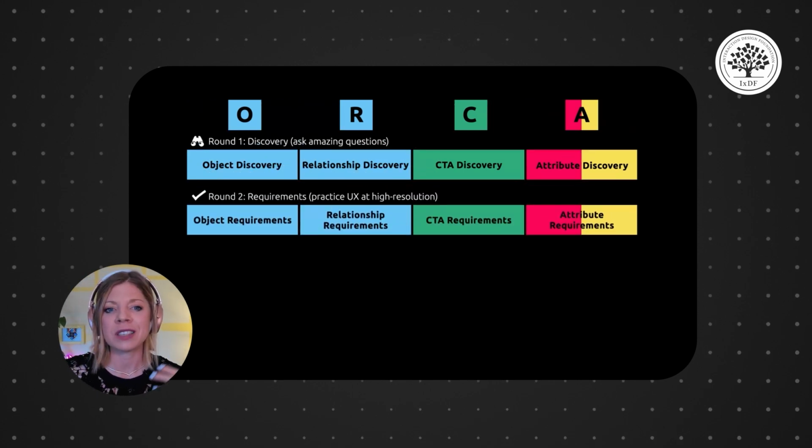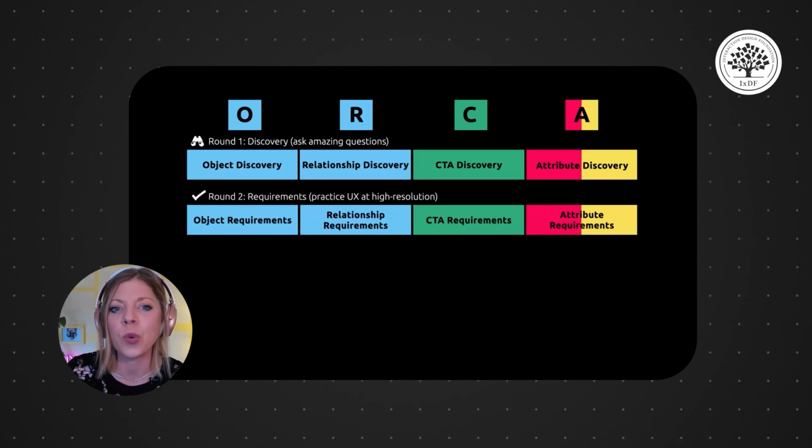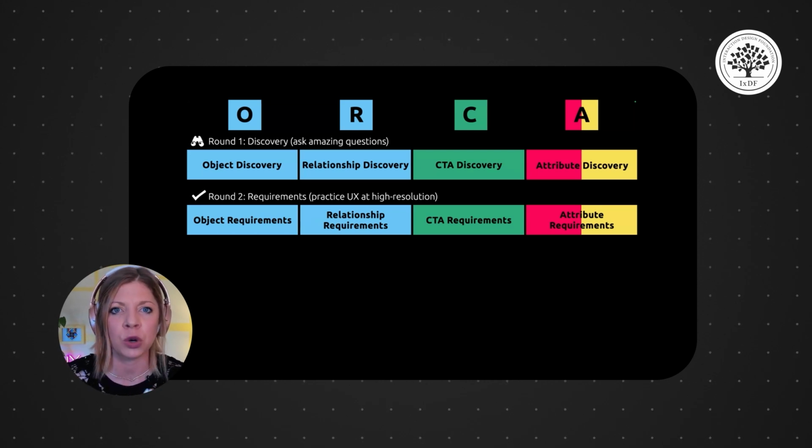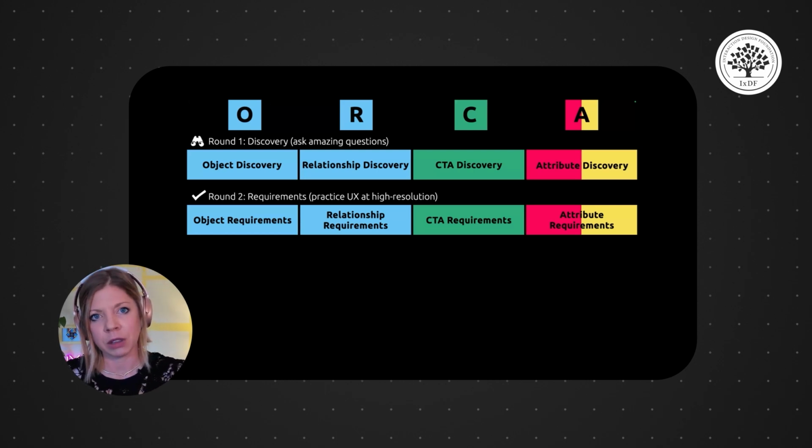Then we go into requirements. Really, this is what I call practicing UX at high resolution, not like pixel resolution, but like getting into those details, all right? Just in relationships, for every single relationship, you could explore deeply. You could explore the cardinality. You could explore sorting and filtering. You could explore dependencies. There's so much here that has so many implications on the user experience design. And we go in deep so that we save time in the long run.